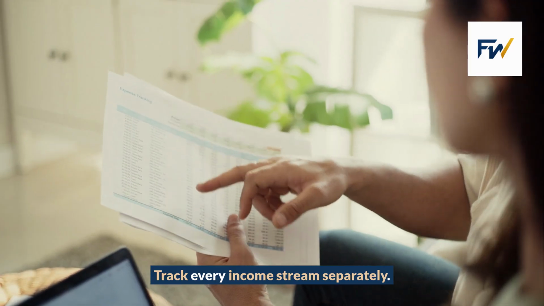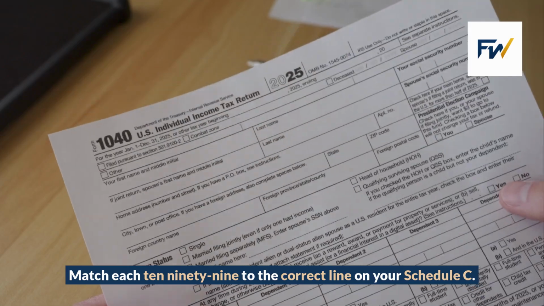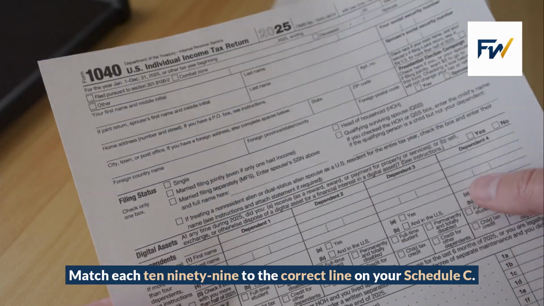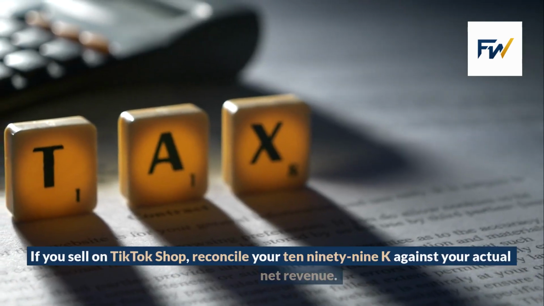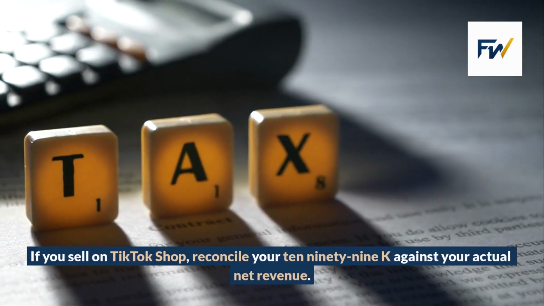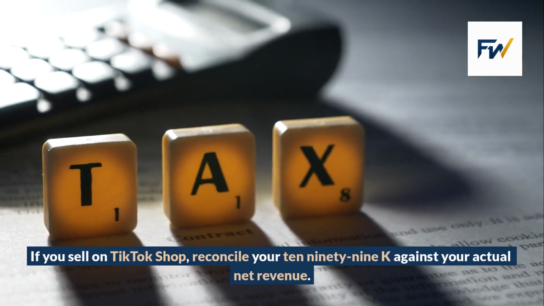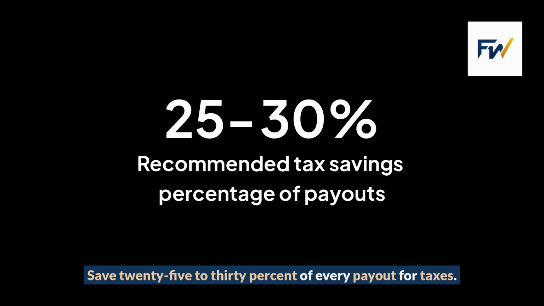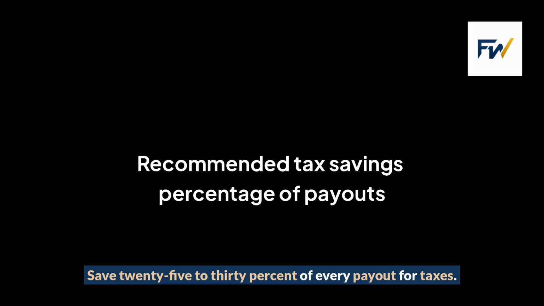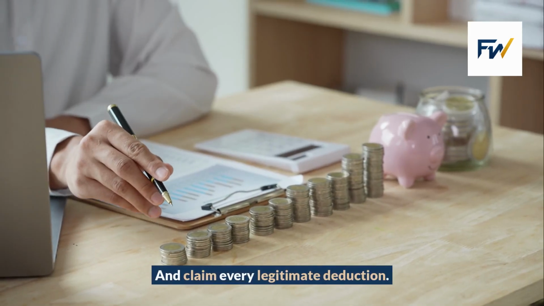Here is your action plan. Track every income stream separately. Match each 1099 to the correct line on your Schedule C. If you sell on TikTok Shop, reconcile your 1099K against your actual net revenue. Save 25 to 30% of every payout for taxes, and claim every legitimate deduction.